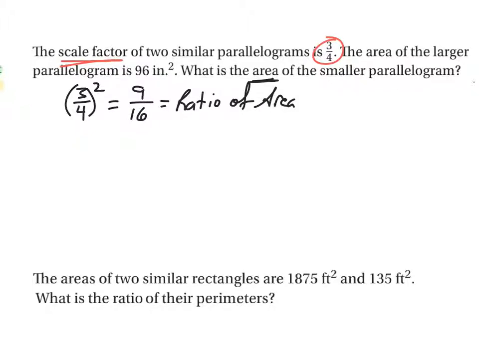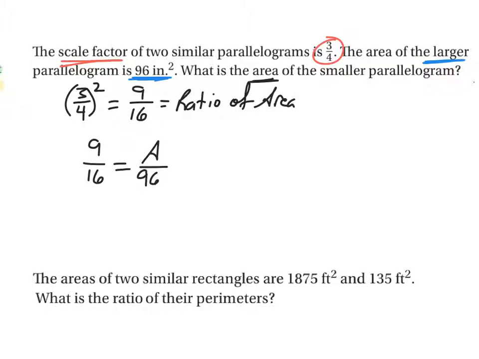Okay? And so now that I know that, I can set up a proportion. 9/16 equals. Well, now they give me an area. But is that the area of the big parallelogram or the small parallelogram? That's the big parallelogram. The area of the large parallelogram is 96 square inches. So is that going to go on the top of my fraction or the bottom of my fraction? Bottom, because that's where the big number is.